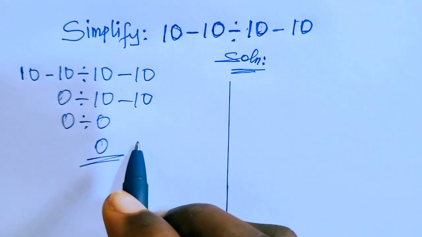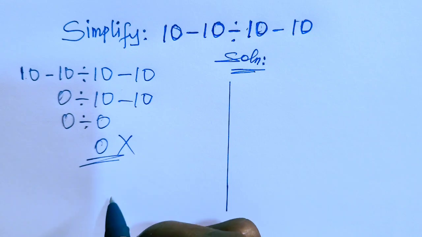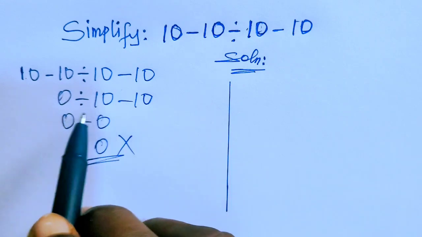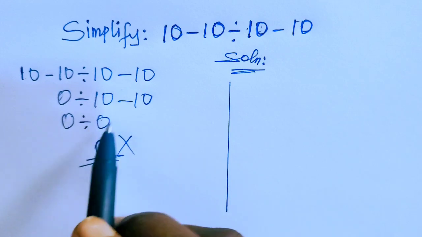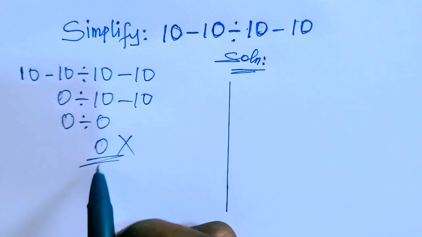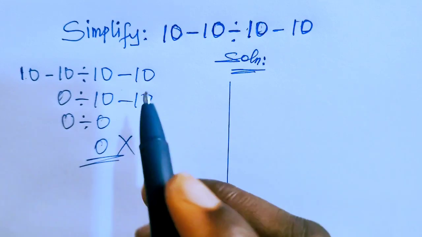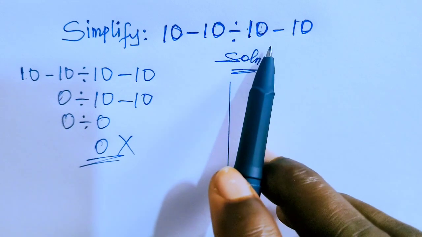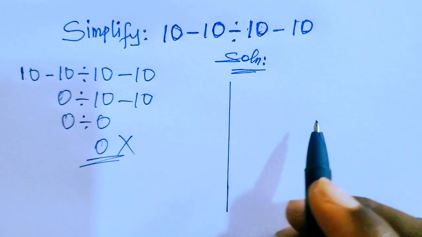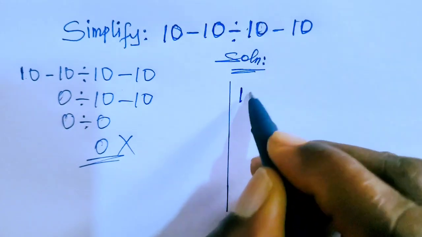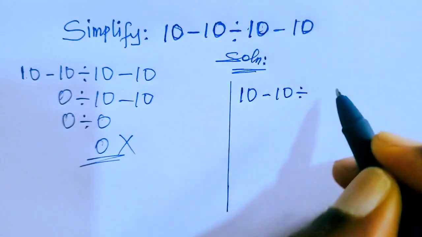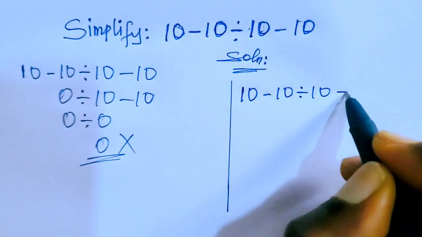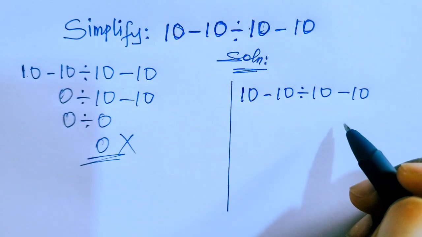But this very answer here is wrong. Therefore, this approach they did apply here is completely wrong. Now, to simplify this expression correctly, we are going to have this 10 minus 10 divided by 10 minus 10.